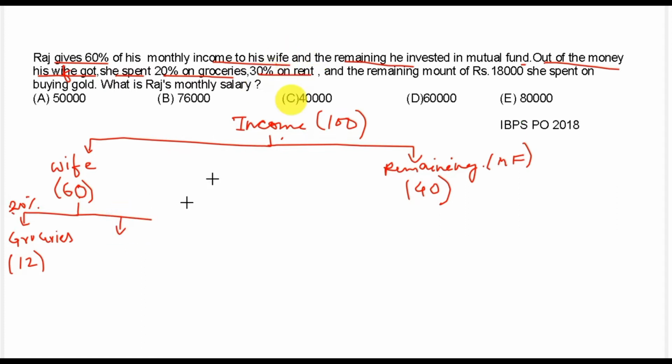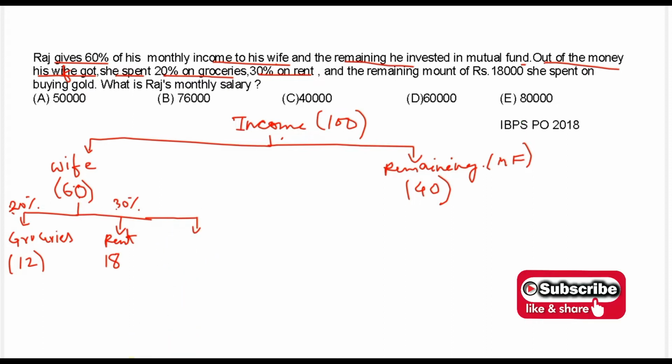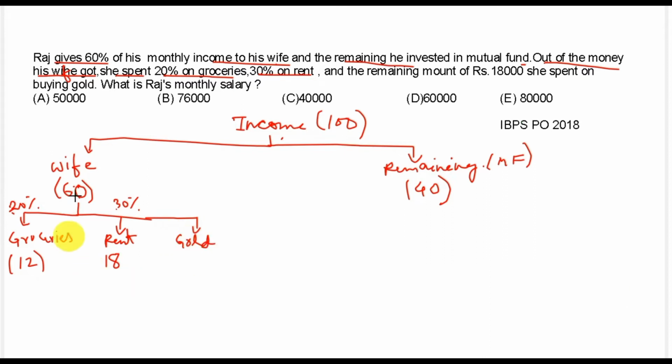Next, 30% on rent. So on the rent, how much percent is it? 30%. Okay, tell me what is 30% of 60? It will be 18, and then the question says the remaining amount of 18,000 she spent on gold, right? So what is the remaining amount? Out of 60 she spent 12 and 18. 12 plus 18 is how much? 30. So the remaining will be 30.